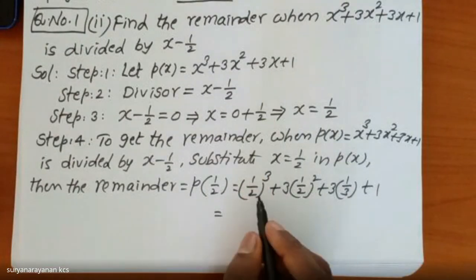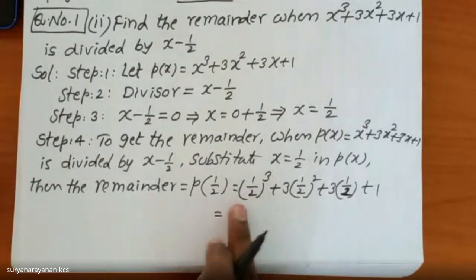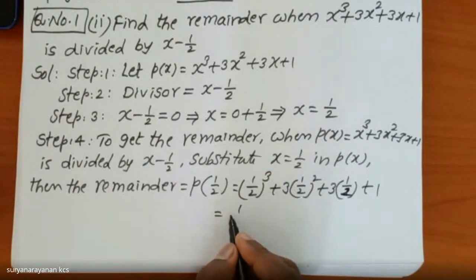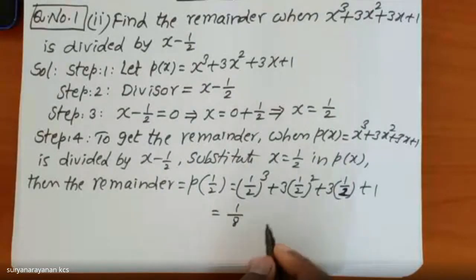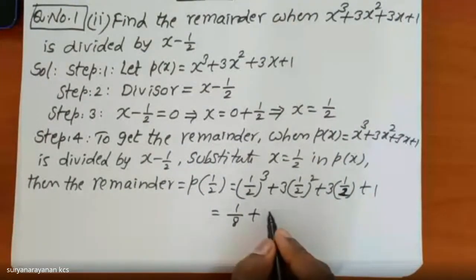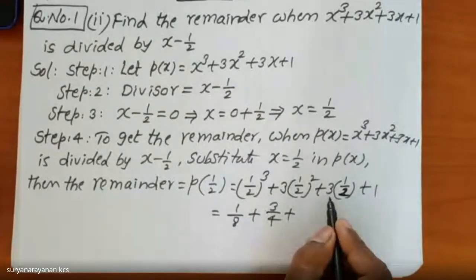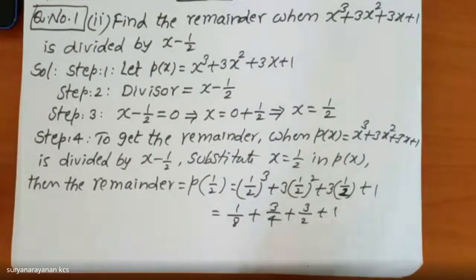(1 by 2) whole cube. What will you get? What is the value of (1 by 2) whole cube? 1 by 8, plus 3 into (1 by 2) whole square. What is the value of that? 3 by 4. Yes, very good. Plus what will you get here? 3 by 2, plus 1. Understood this step, my children?